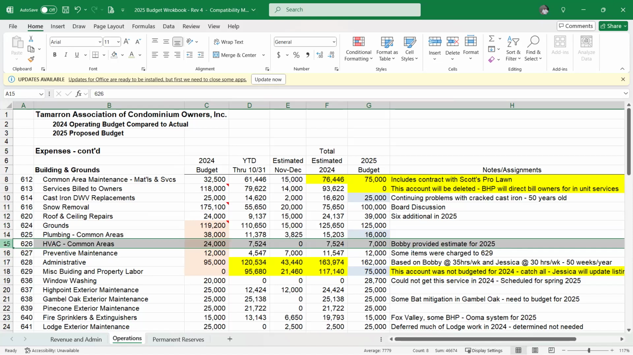HVAC common areas. I had a discussion with Bobby on this and he believes that there's some heating units. I think, Bobby, you were saying they were in the elevator shafts. Yeah, we've got three basically furnaces that heat the lodge, three big units. Two of those three units are '82 models. The HVAC guy was pretty amazed that they're still running as good as they are. I mean, they are running, but I just want to be prepared if one of those happened to take a dump this year. And that 7,000 is to replace one of them if we have to. Yep. Okay.